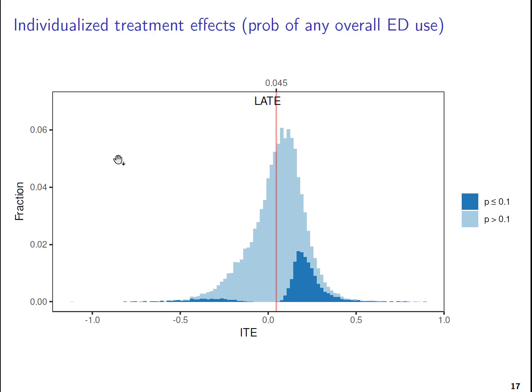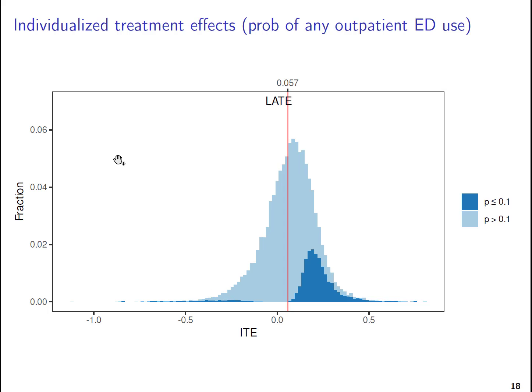Right, so the point of this is there's heterogeneity. If you think of these individualized treatment effects of Medicaid's impact, it's still positive on average, but there are some high users in the right tail that drive this effect. And this picture is not different if you look at the overall or the outpatient, so this is going to be pretty similar to what's before.